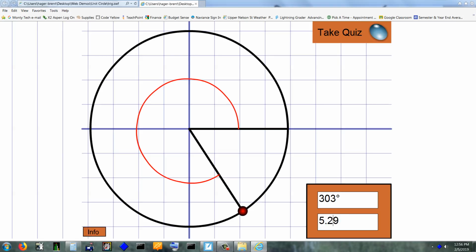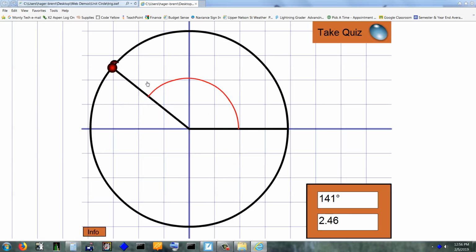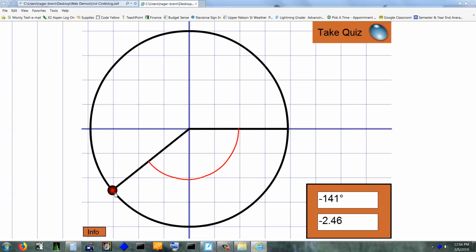For now, I just want you to see positive and negative. So there's positive. If I go more than one revolution, then I just get an angle that's more than 360. And you can kind of tell by the spiral. All right, so let's put it back at 0. And now if I go negative, I'm going in a clockwise direction. I get a negative angle.